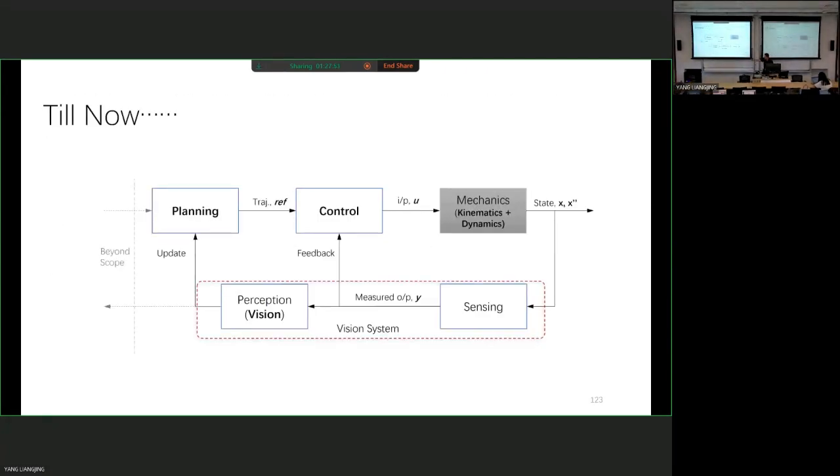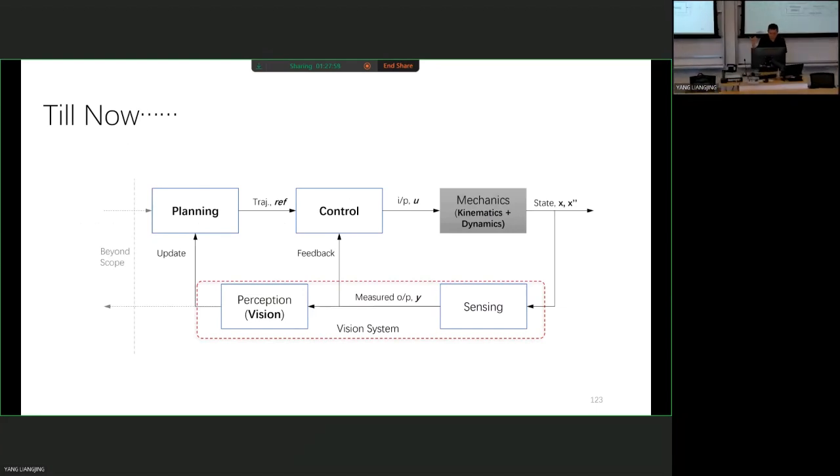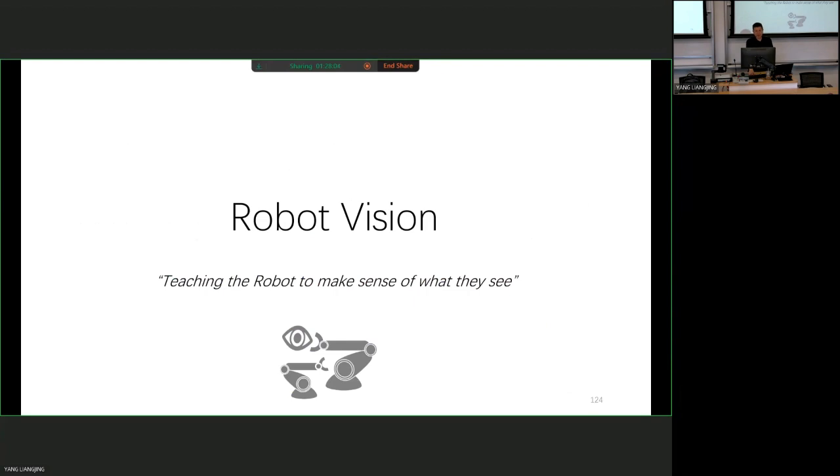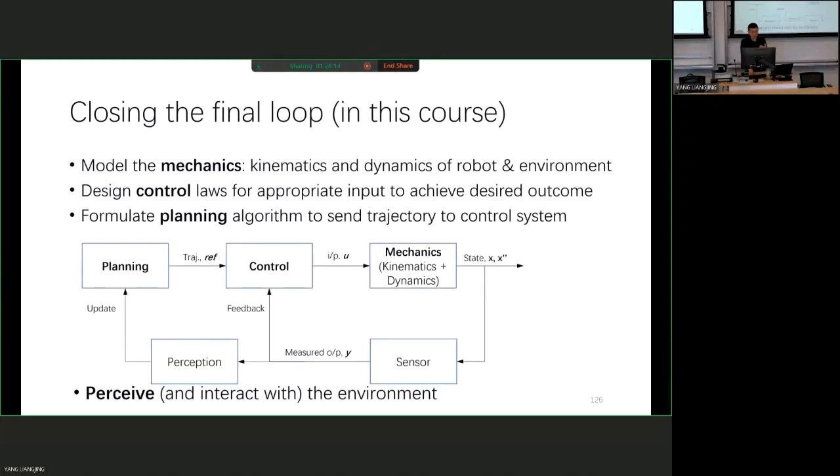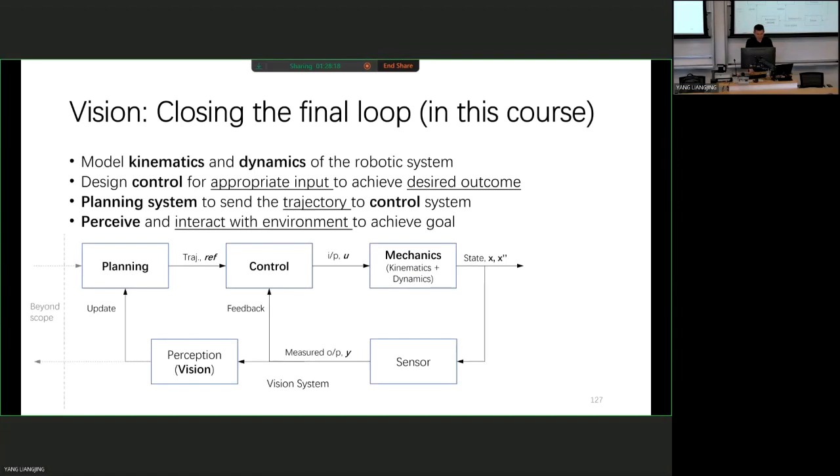So finally, to close out the loop, we will have what we call perception. Okay, it's the same as sensing for control, but at a higher level, in understanding the environment by looking at images. Okay, so for robots, of course, there are many different ways of perceiving the environment, not just vision. But vision is one of the most common ways to interact with the environment, because it's long range, etc.